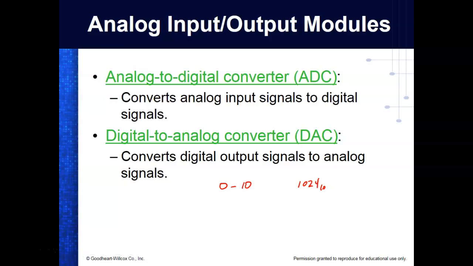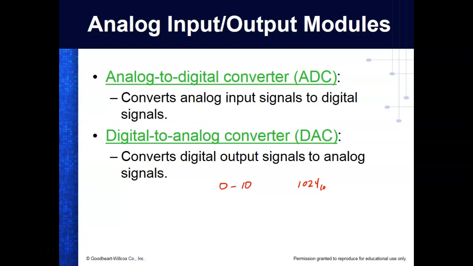So 0 is an example. If you put in a 0, the number would be 0. If you put in 10 volts, it would be 1,023. So 0 counts as one of the numbers. Any range between that would be a binary number between what? 0 and 1,023. Because it's 10 bits.